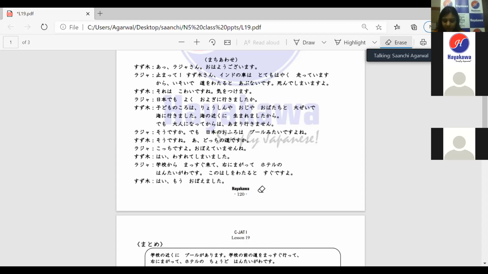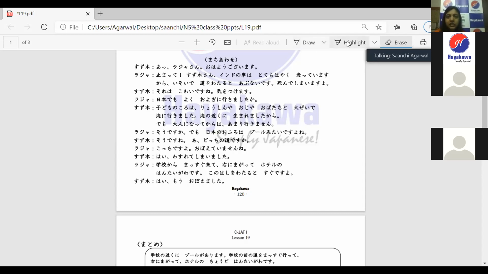Kono hashi o wataru to sugu desu yo. So if we cross this bridge, it's immediately there, you know.